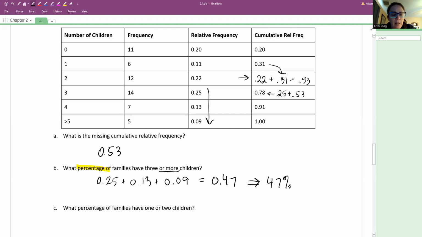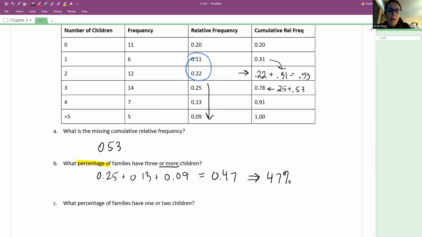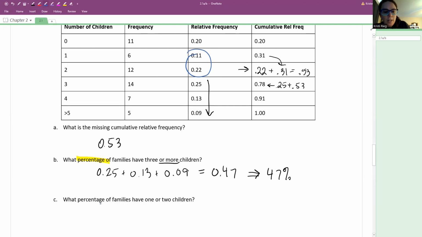All right, finally, what percentage of families have 1 or 2 children? Now, when we're doing this problem, 1 or 2 are just those 2 numbers right there, not the top. So again, I can't use the cumulative relative frequency here. However, 1 child, 0.11, 2 children, 0.22, add these together. That's not terrible addition right there, just 0.33. Sorry if my decimals are dropping. Make them a little darker. Okay, so then that is 33%.